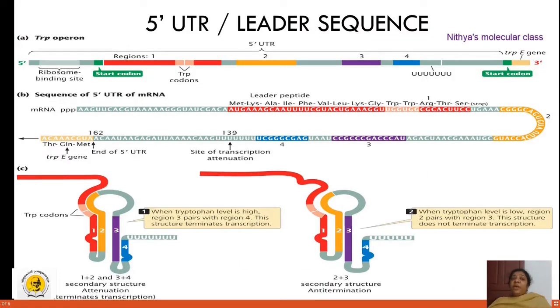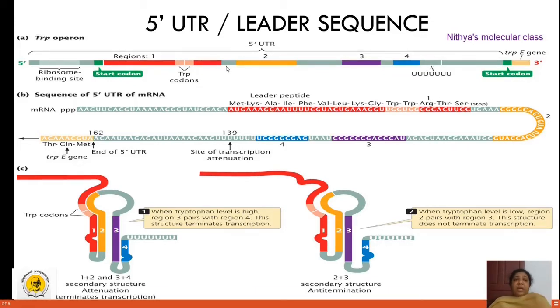What is the 5' UTR or leader sequence? Apart from the lac operon, there is a 5' UTR region. After the promoter and operator, there is a 5' UTR region. This 5' UTR region consists of 162 nucleotides and 4 regions. You can see region 1 here, region 2 here, region 3 here, region 4 here, and a lot of uracil nucleotides at the end of this UTR region.